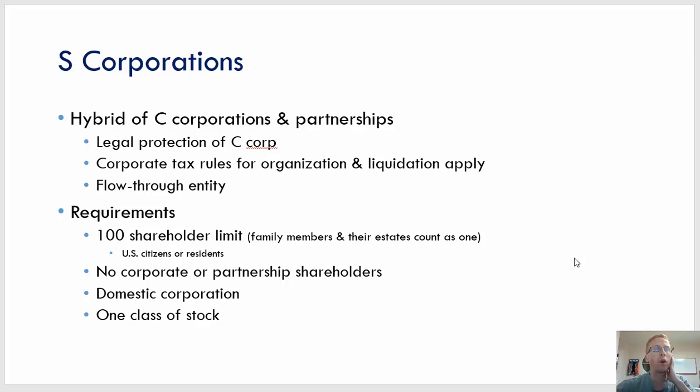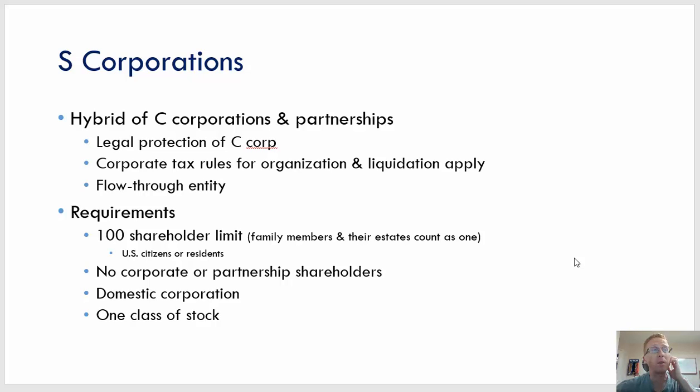Only U.S. citizens or residents, not non-resident aliens or something. No corporate or partnership shareholders. So the shares can only be held by individuals, estates, some trusts, most trusts now, and even some charities, but you can't have a corporate owner or a partnership.